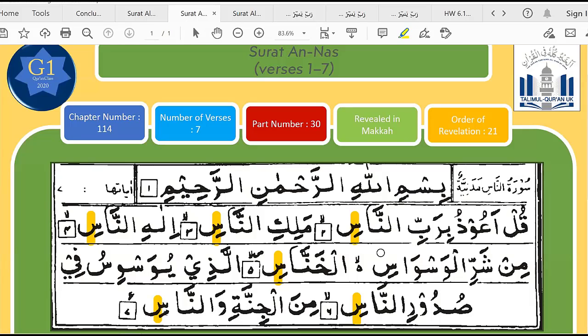Can we have the next student? Yes, we can invite G1006. G1006, Assalamu alaikum. Walaikum assalam. Okay, G1006. Let's start with Ta'awwudh.